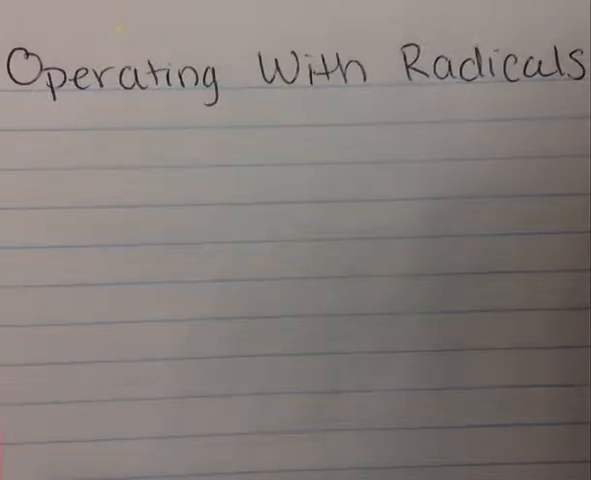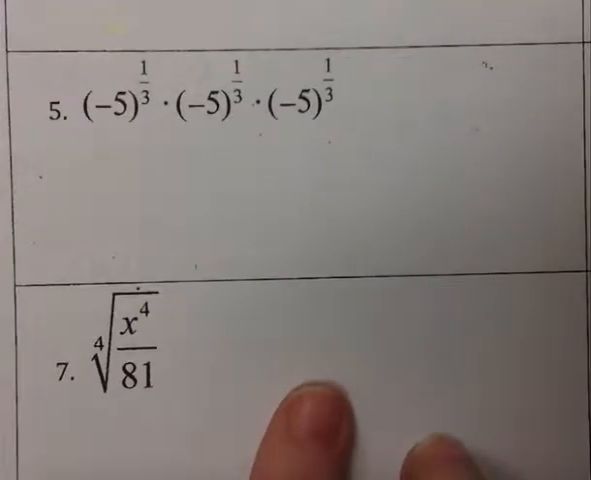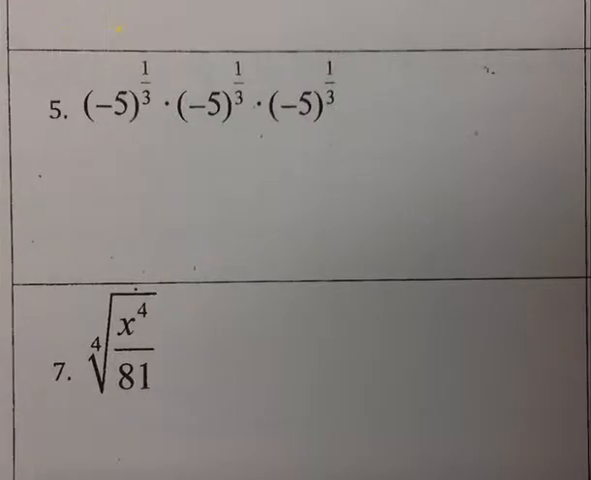This video is on operating with radicals. We're going to be doing 4 more examples. So if I move this paper up, I'm on example 5. This says -5 to the 1/3 times -5 to the 1/3 times -5 to the 1/3. We want to simplify this.